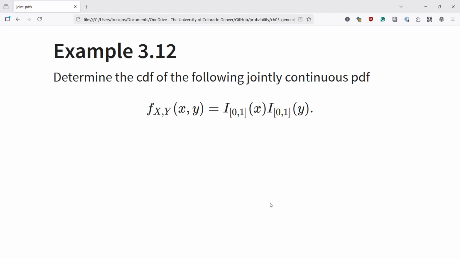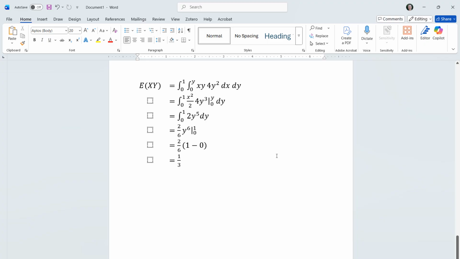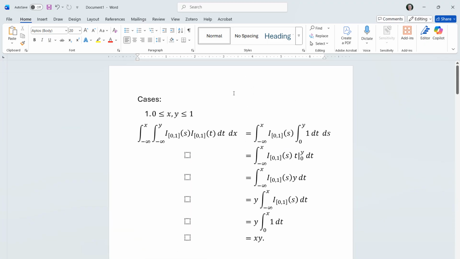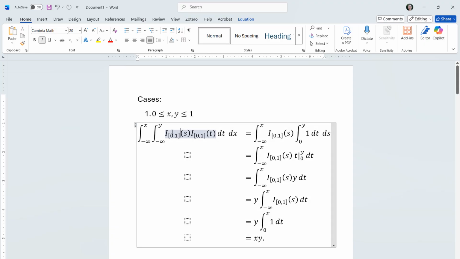So we're actually going to jump over to Microsoft Word, where I have performed the details of this integration. And so let's scroll up here. And really the way you want to do this CDF is you want to consider cases for all possible combinations of x and y. And the first case we're going to consider is when both x and y are between 0 and 1. So if x and y are between 0 and 1, then we integrate these indicator functions from t ranging from negative infinity up to y, and s from negative infinity up to x. Or I should say, this really should be an s right here.